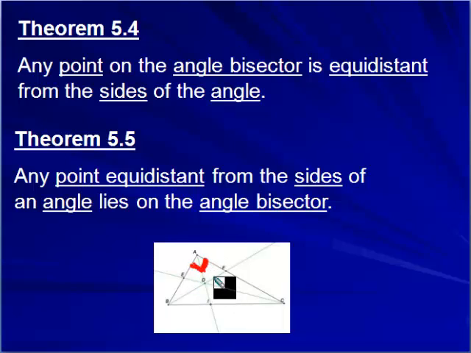And that is true for any point on any of the angle bisectors here. We can say it in the reverse order. We can say any point equidistant from the sides of an angle lies on the angle bisector. So it works kind of the same way.